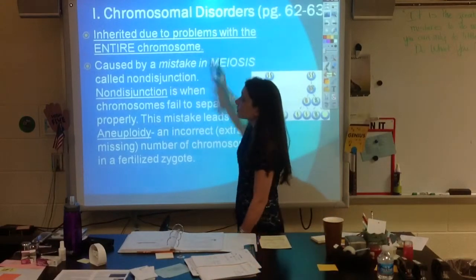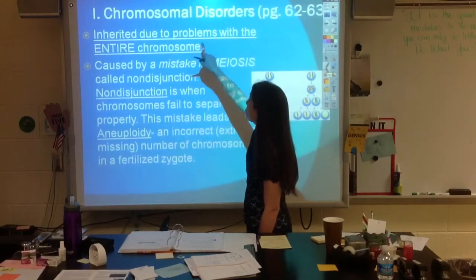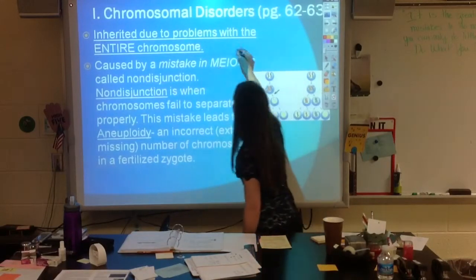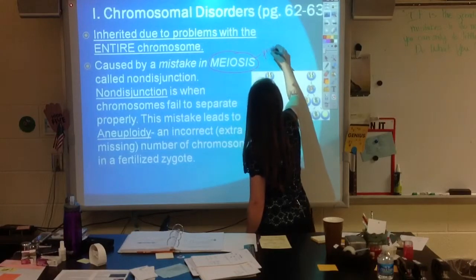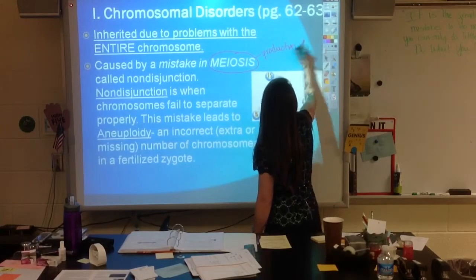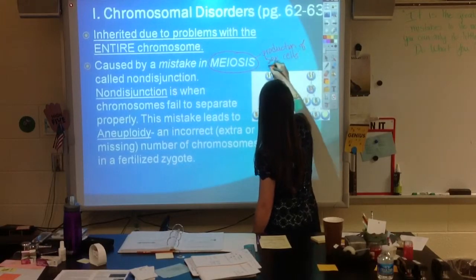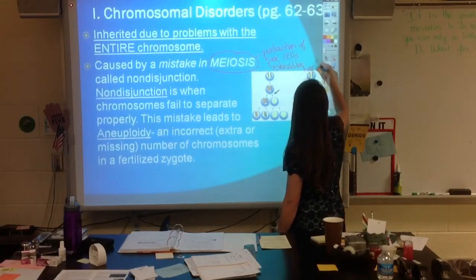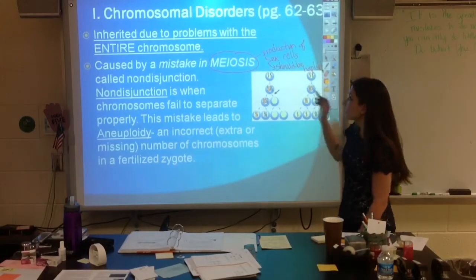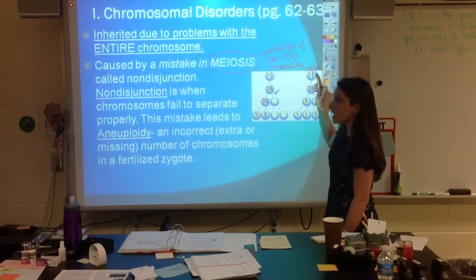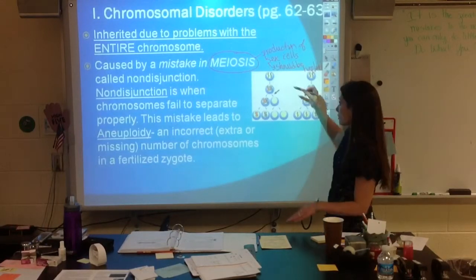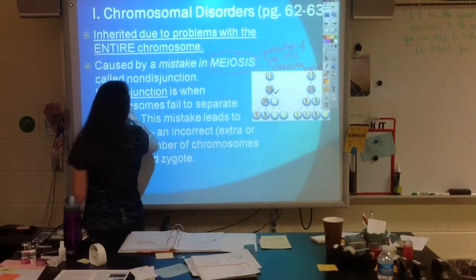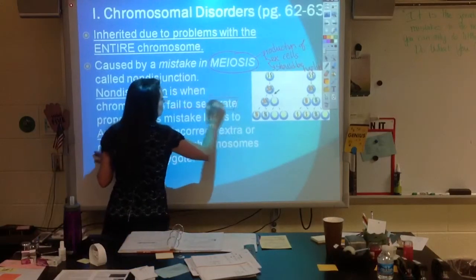What we're talking about on chromosomal disorders are disorders that are inherited due to problems with the entire chromosome. It's caused by a mistake in meiosis. If you'll circle meiosis and write production of sex cells. Now sex cells should be haploid. Sex cells should be haploid, which means we're pulling apart the chromosomes, which we can kind of see here in this picture. However, sometimes there's a mistake, and that mistake is called non-disjunction. That means fail to separate.